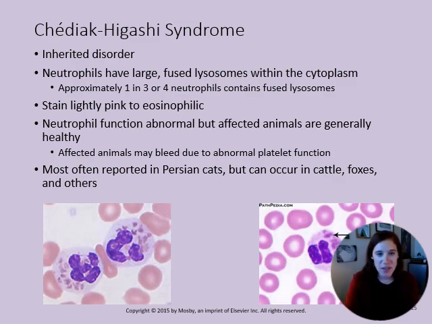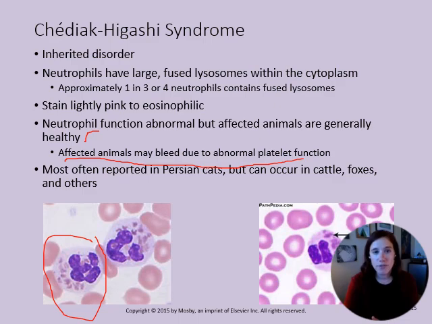And as we can see in this picture, they have that neutrophil form. The neutrophil function is going to be abnormal, but affected animals are generally healthy. Okay, so the neutrophils may be doing some weirdness, but clinically, your patient may not be severely affected. Although affected animals may bleed due to abnormal platelet function.